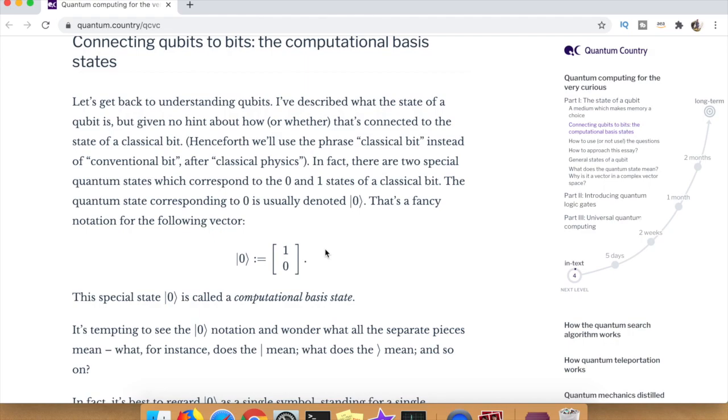Right here, they're finally getting back to the qubits, though, and most of this first part of the essay is giving you terminology. They're talking about this computational basis state, which is a 1-0 vector. A couple other things they talk about is ket, which is another name for the vector, effectively. It's just a bunch of terminology at this point.